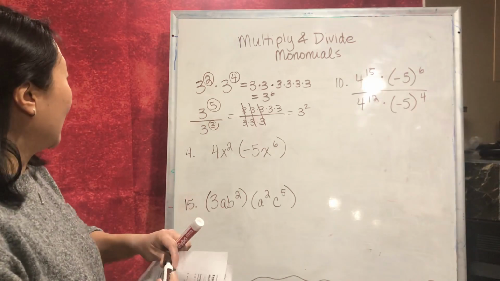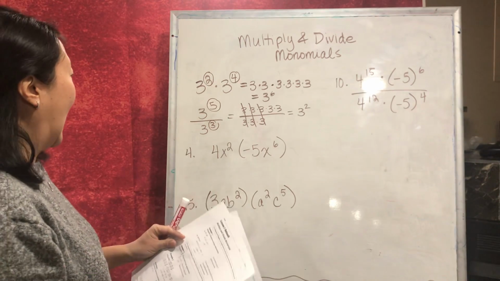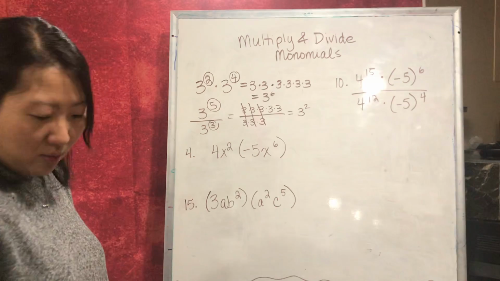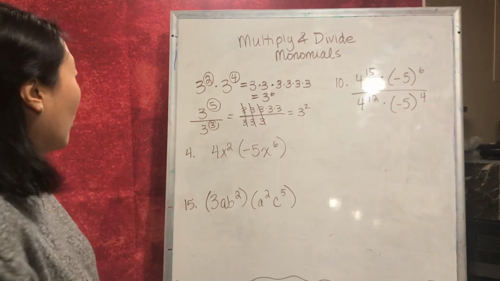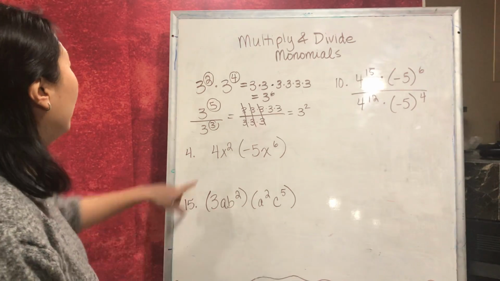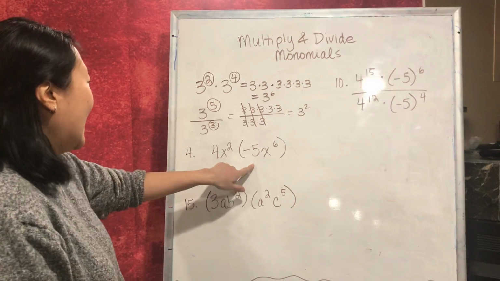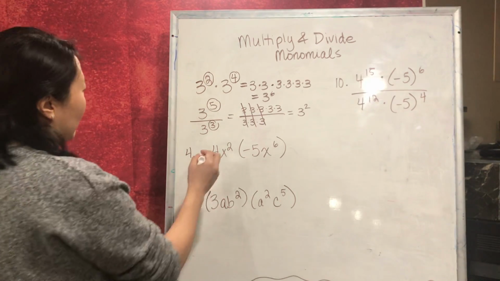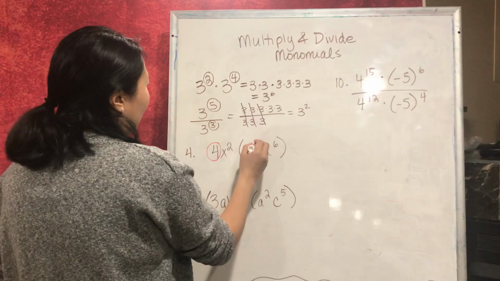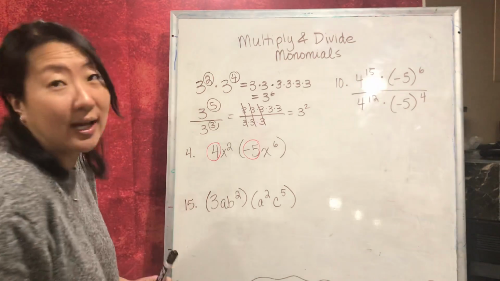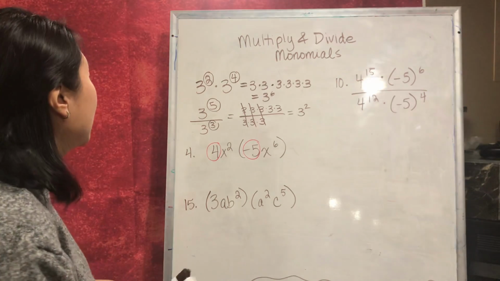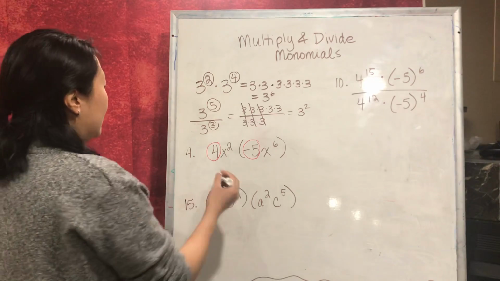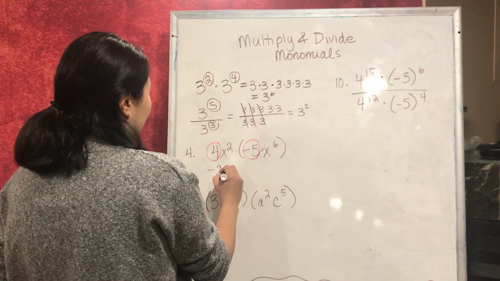So now I thought we'd take a look at some of the examples that are actually on your assignment. On the first page, this is number 4. It's 4x squared times negative 5x to the 6th. What I first do is look at the coefficients. I look at the two numbers and multiply those first. 4 times negative 5 is, of course, negative 20.